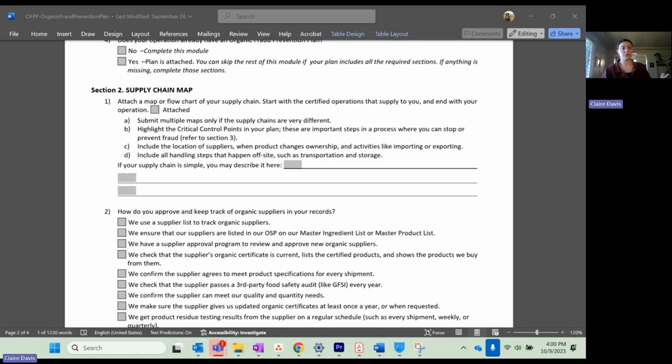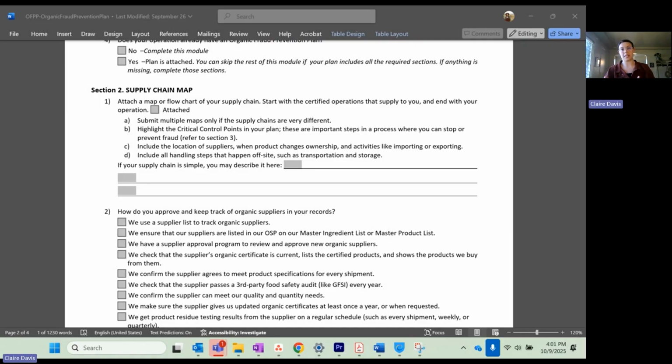For example, if you're sourcing certified organic livestock from your neighbor down the road, and you're also sourcing organic feed imported from another country, those supply chain maps would look pretty different. We would like to have both of those. So critical control points, highlight those in part B here. Critical control points are specific stages in your supply chain where control measures can be applied to prevent, eliminate, or reduce the risk of organic fraud, ensuring the integrity and quality of your organic product.